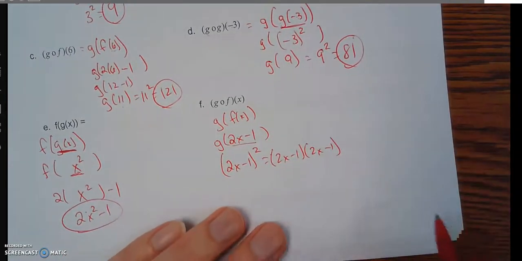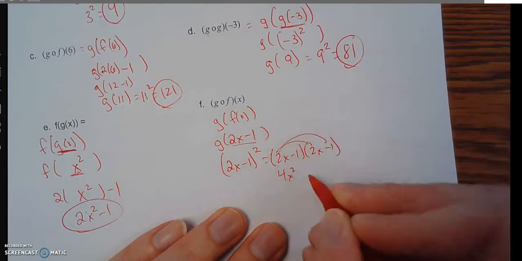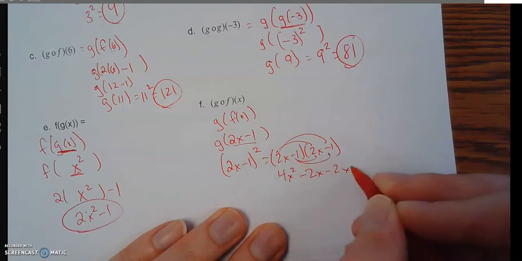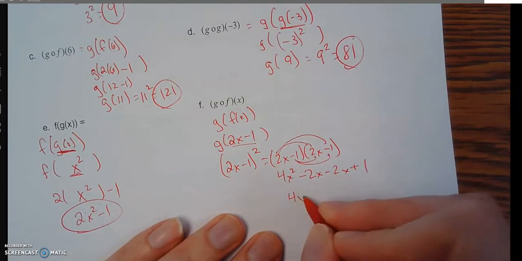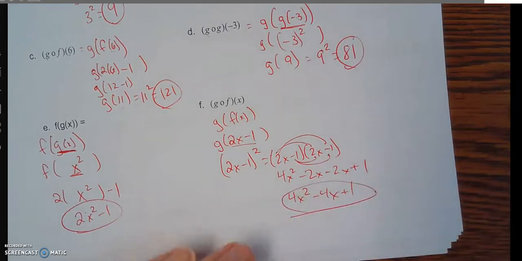So when I square that guy, that's just like FOIL. I'm going to multiply this out. So first, 4x squared, outer, minus 2x, inner, minus 2x, plus 1, so 4x squared minus 4x plus 1. Okay, so let's turn this over.